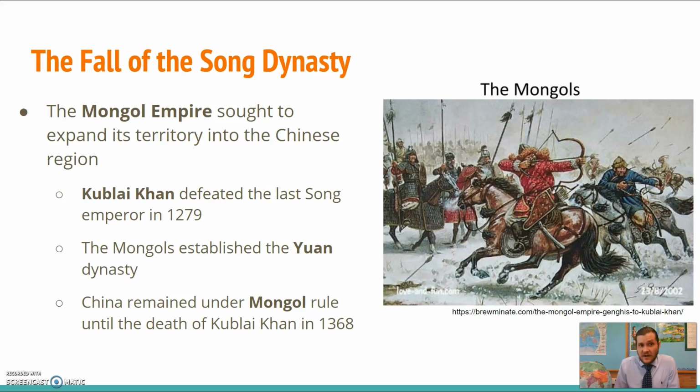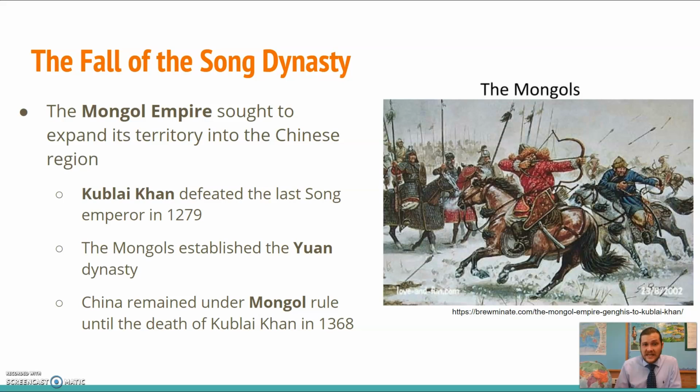The fall of the Song Dynasty has to do with the Mongol Empire. Now, the Mongols were a group of people north of China, and actually the Great Wall of China was built to keep out Mongol invaders. But the Mongol Empire sought to expand its territory. Kublai Khan, who was the grandson of Genghis Khan, he defeated the last Song emperor in 1279.